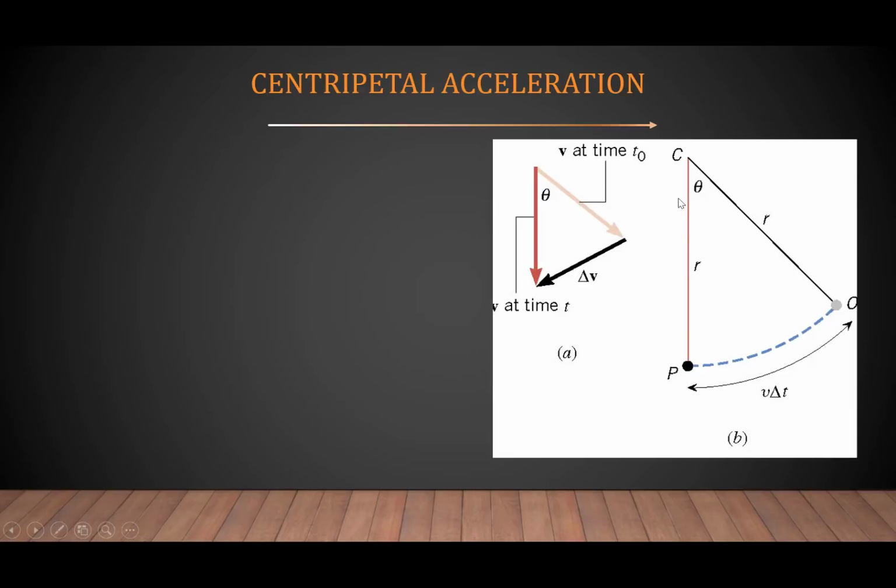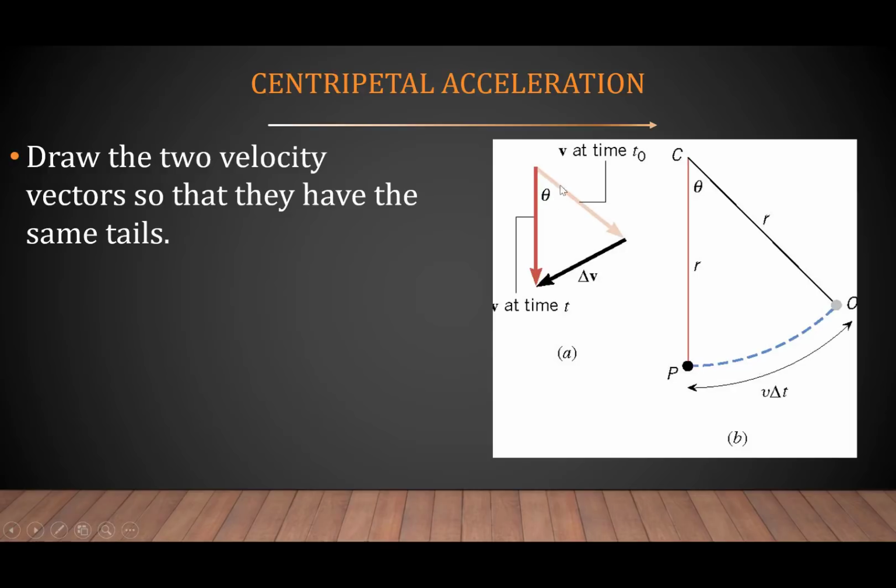So if we look at the change in velocity, we can do that by drawing our initial velocity and our final velocity vectors with the same starting point, the tails at the same point. The change in velocity is the vector that goes from the tip of our initial velocity to the tip of our final velocity. And we get a change in velocity vector. Notice that this forms an isosceles triangle with an angle theta.